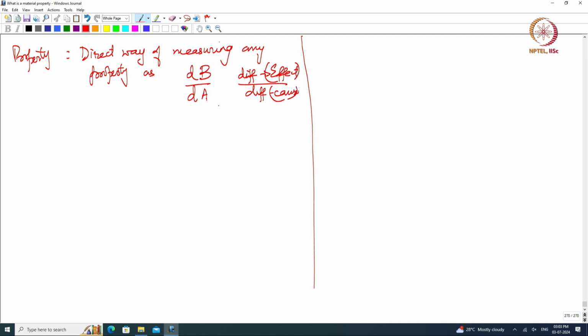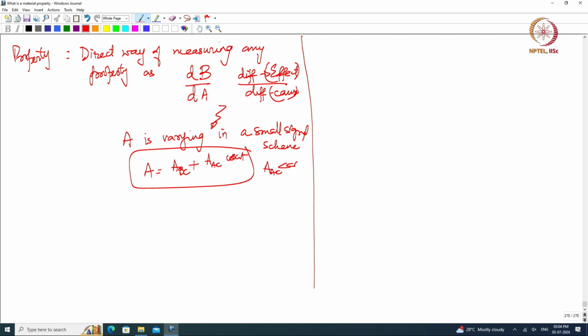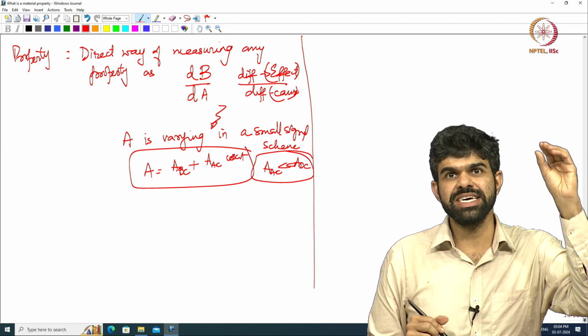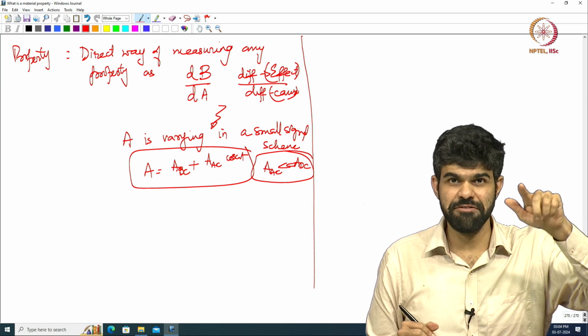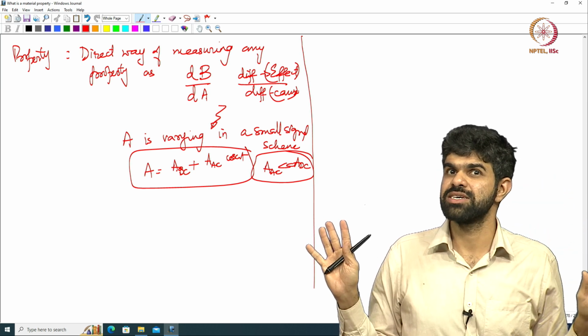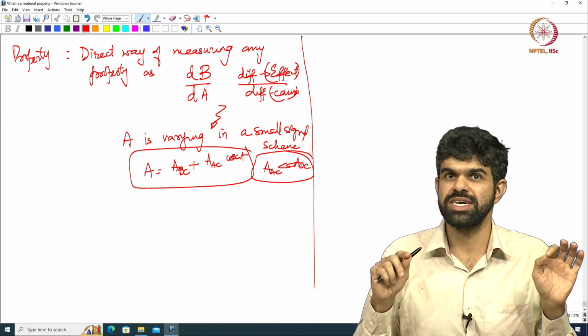right, works only if my signal A is varying in a small signal scheme, right. So, A equal to A DC plus A AC cos omega t, right. So, that should be the variation and A AC should be less than A DC. Okay. So, only with small signal measurements I can directly take the change in the effect divided by the change in the cause, and I can get the value of the property, right. So, that is a direct measurement.